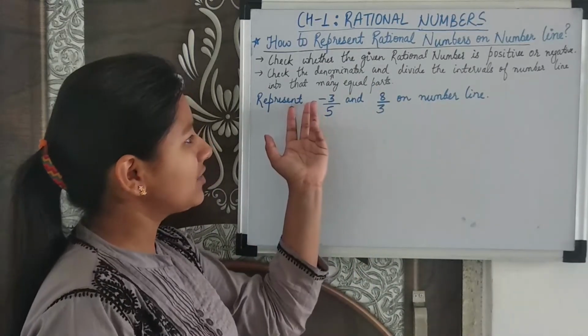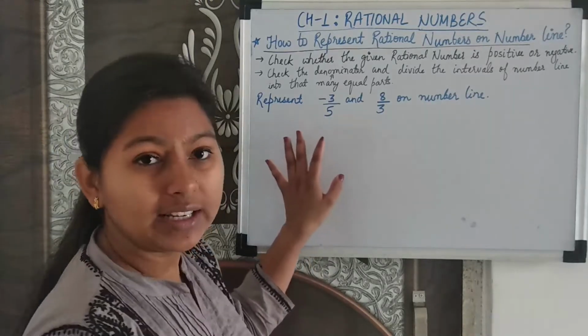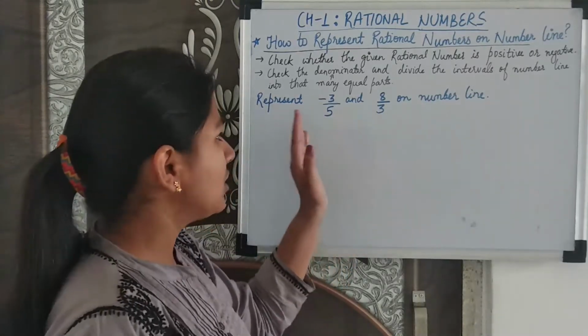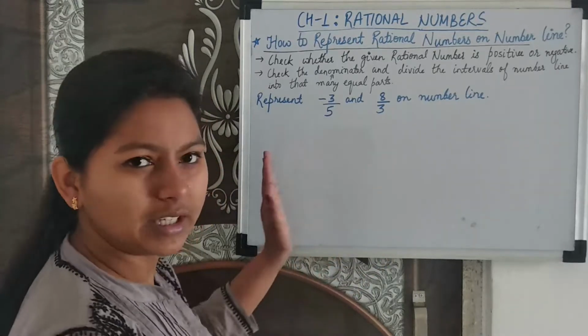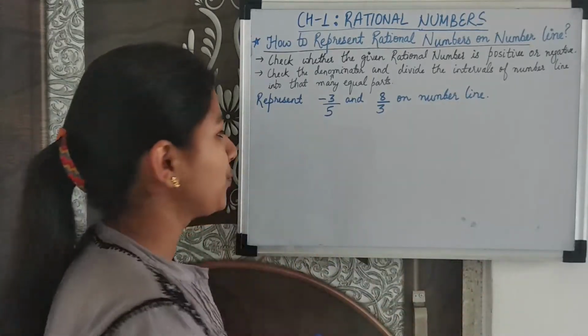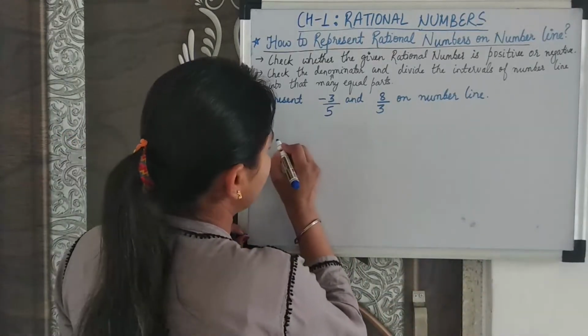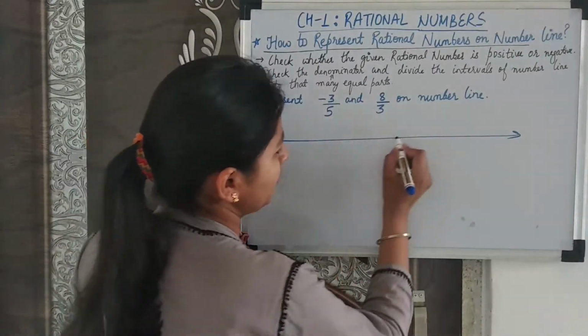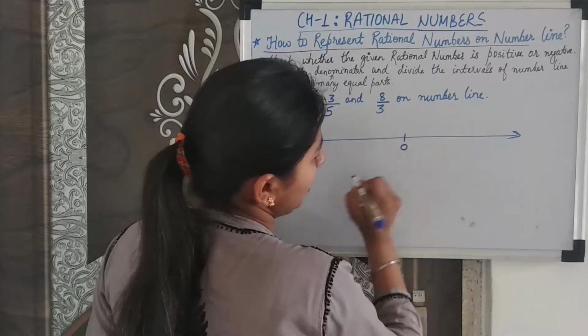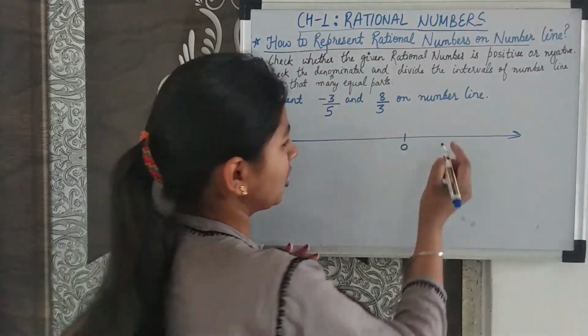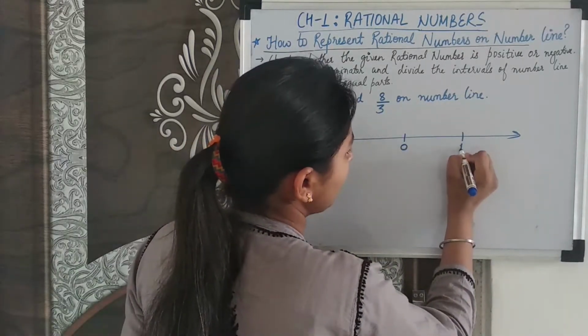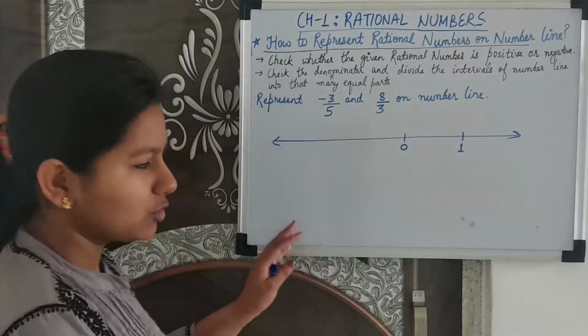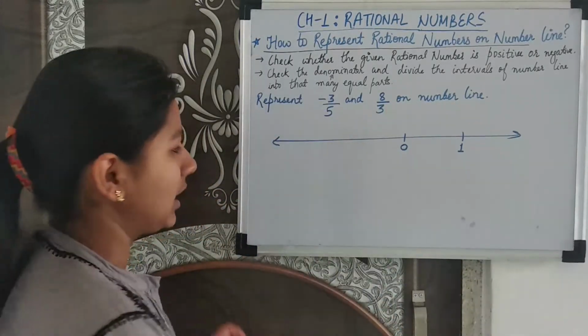So by seeing the negative sign we can find that this is a negative rational number. A negative rational number should be represented to the left of 0. So first of all I will make my standard number line. This is my standard number line. 0 I will show. Now since there is no use of positive, still I will just show one positive number to show that this is a standard number line.